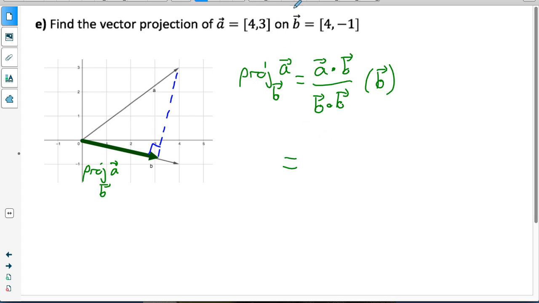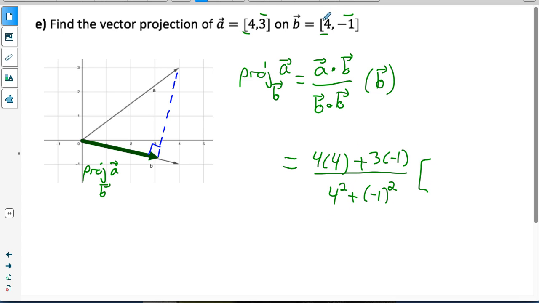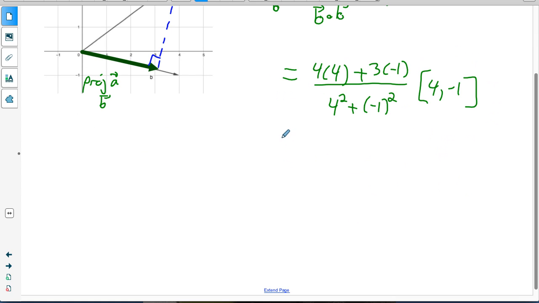A dot B: find the product of the x components, 4 times 4, plus find the product of the y components, 3 and negative 1. I know we already did this in part D, but we're just doing it again. And B dot B, well, I'd have to multiply the x component of B with the x component of B, so 4 times 4, which is 4 squared, plus the y component of B with the y component of B, so negative 1 times negative 1, which is negative 1 squared. And this needs to be multiplied by vector B, which is the vector 4, negative 1. And I've written that in square brackets because that is a vector, so make sure you write that in square brackets. And now if we evaluate this, 16 minus 3 is 13.